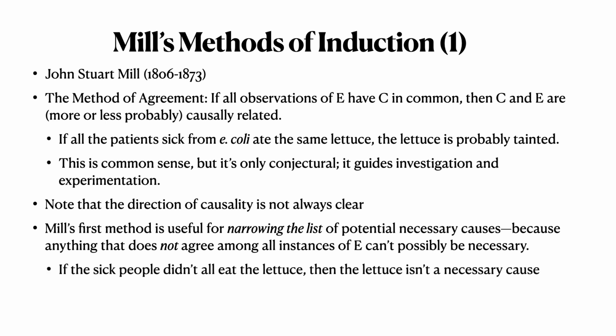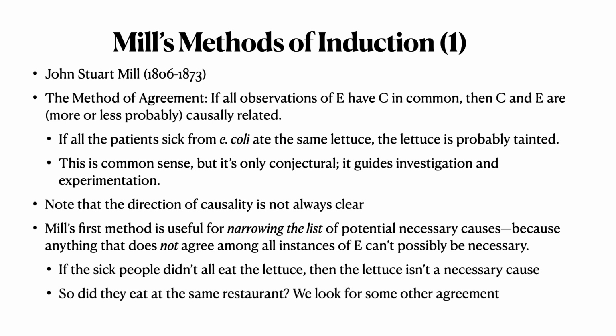So with the lettuce, if the sick people didn't all eat the lettuce, then the lettuce isn't the necessary cause. And then what do we do with that? Well, then we look further. Did they all eat at the same restaurant? Maybe the restaurant is the thing. Maybe there's a hand washing problem or another sanitation problem at the restaurant. Or maybe it's some other vegetable at the restaurant. Look for the commonality. The idea here is to look for some kind of agreement among all the cases and then see if that is causally related.